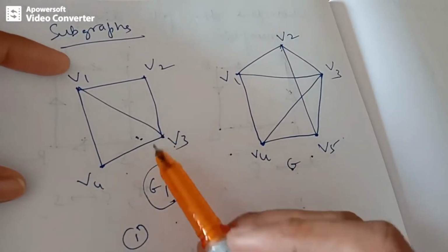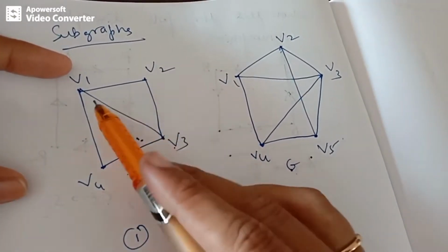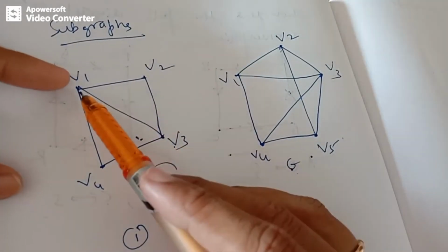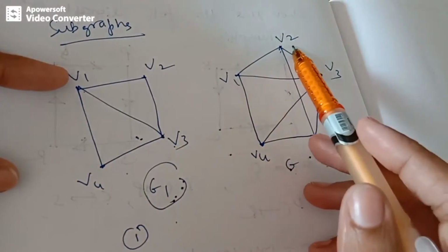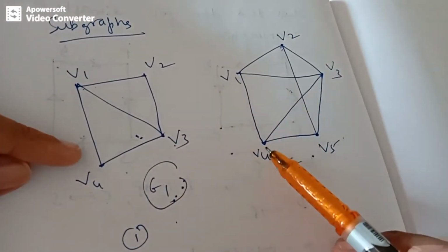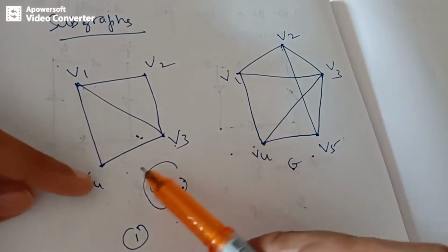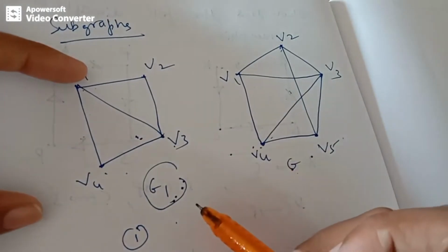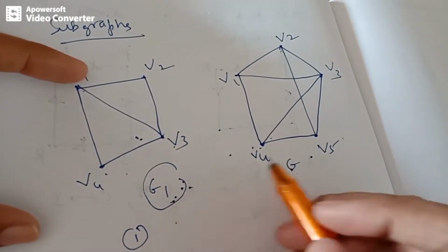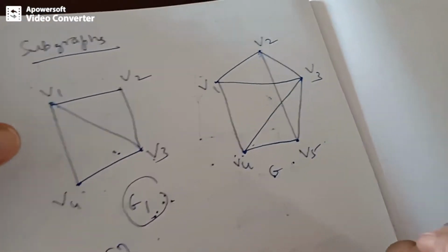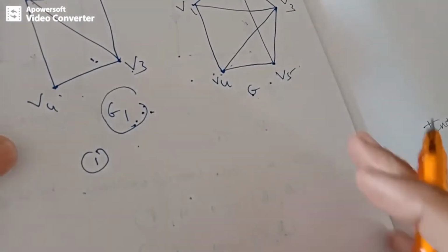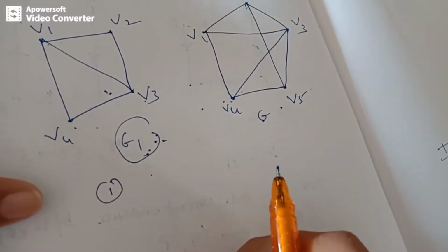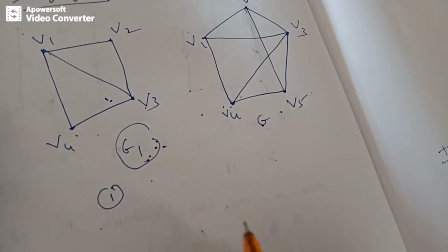Then each edge of G1 should have the same end vertices as in G. That means if this is an edge, it should be between V1 and V2 here also. Likewise V1 to V4, yes, there is an edge between the same vertices V1 to V4. And then V4 to V3, yes, and V1 to V3, yes. So we can clearly say that G1 is a subgraph of G. Okay, so we can say that every graph is a subgraph of itself, and every simple graph is a subgraph of a complete graph, right?